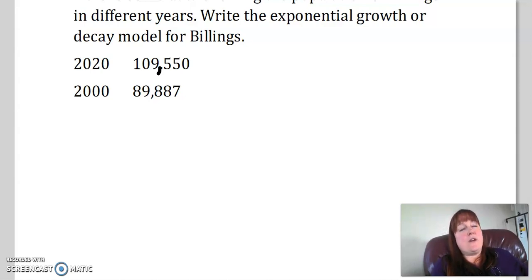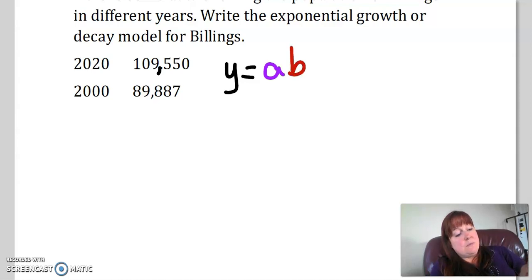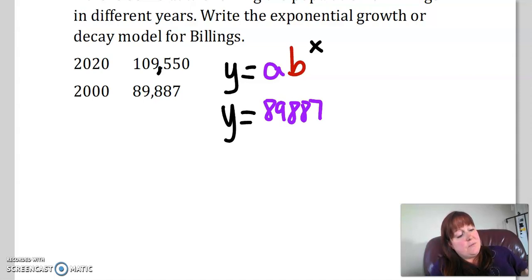Like if 2000 is not the absolute 0, obviously this is not the first time Billings ever had people in it, but we're just going to call this our initial amount. So we're going to write our exponential function: y equals a times b to the x. Okay, so what do we know? We know the initial amount, so we can say y equals 89,887, and we don't know the growth rate to the x, okay? But now we have 3 variables instead of 4, so that's helpful.